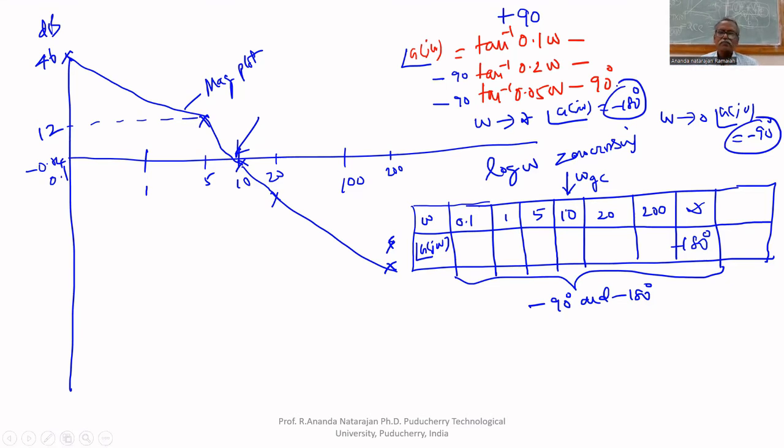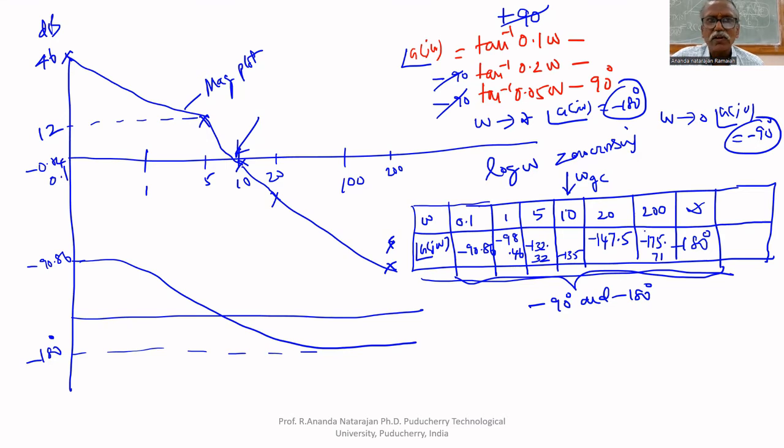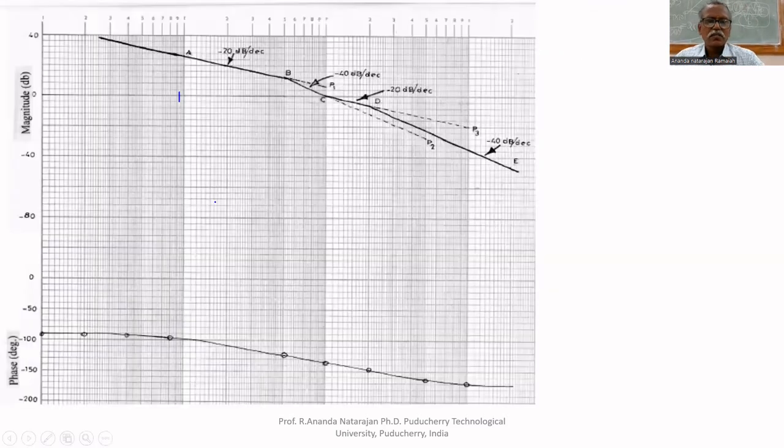Find the angle. For all corner frequencies, we got the angle. Now we can plot the phase plot. This is the phase plot. This is the actual plot drawn on semi-log sheet. Now we have to find the gain margin and phase margin.